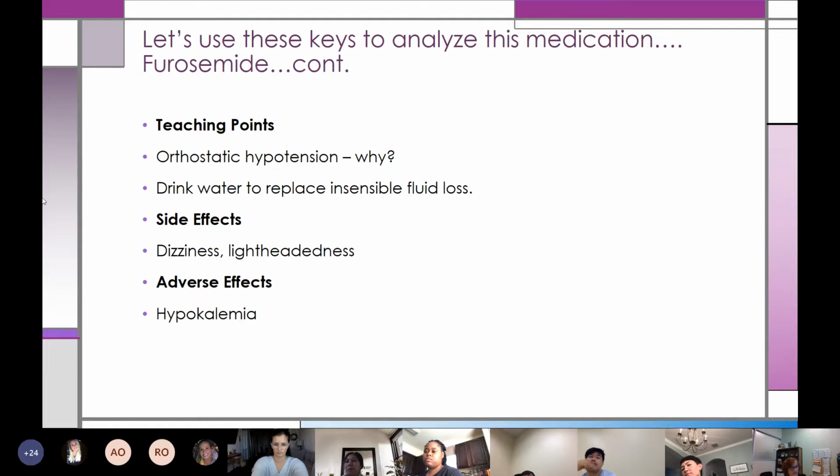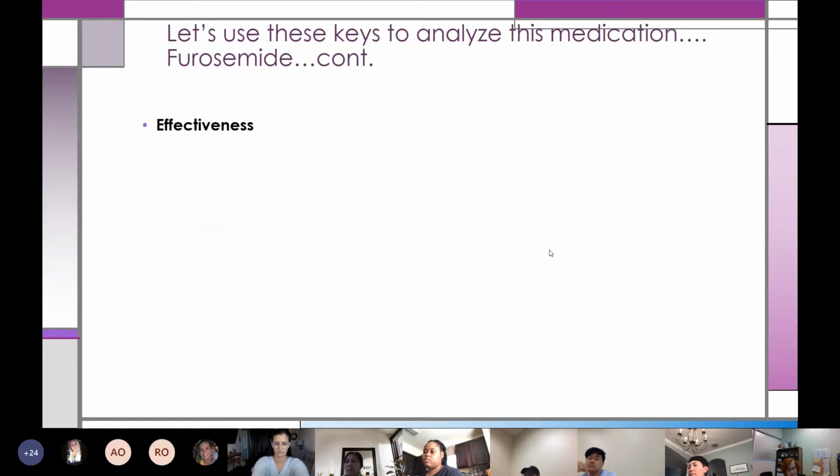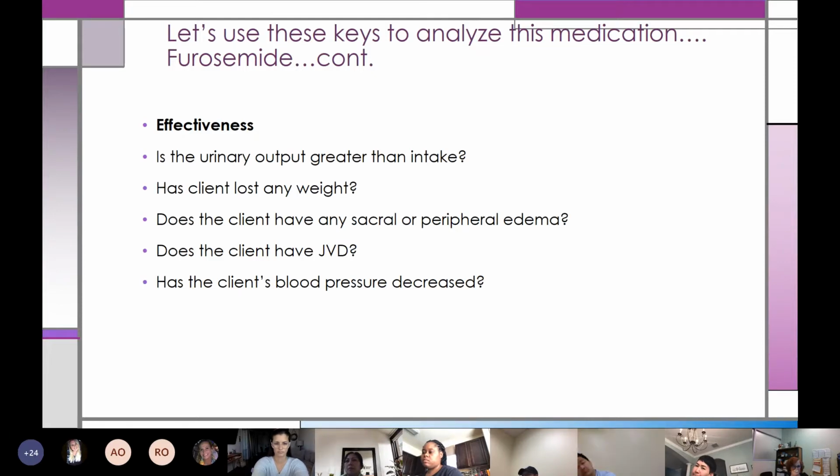And the last thing we're going to look at when we're looking at medications, how to analyze these meds, is effectiveness. And I'll show you these. In other words, you're asking yourself for this particular medication, is the urinary output greater than the intake? Did the client lose weight? Does the client have any sacral or peripheral edema? Where is this edema at? Do they still have it and they're still taking this medication? So you're looking at the effectiveness. Did the medication work? Does the client still have JVD, jugular venous distension? And about the blood pressure as well.